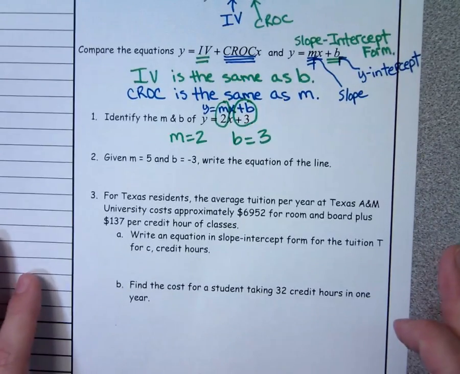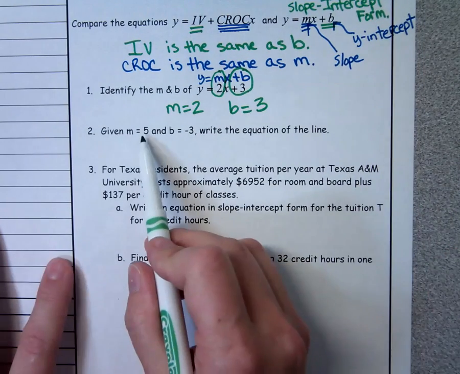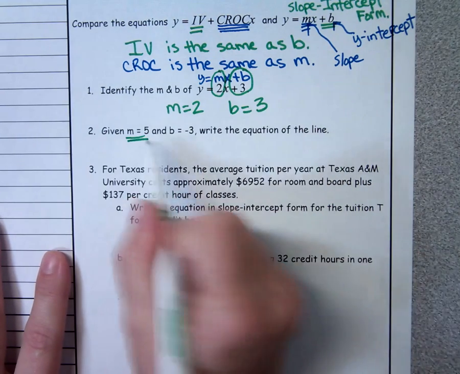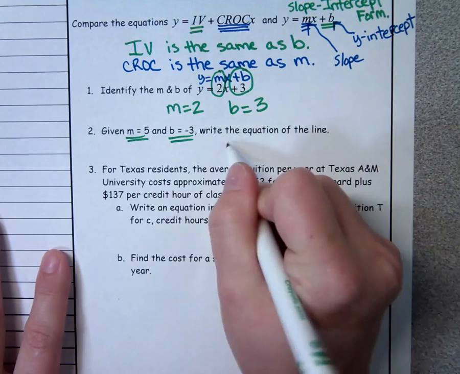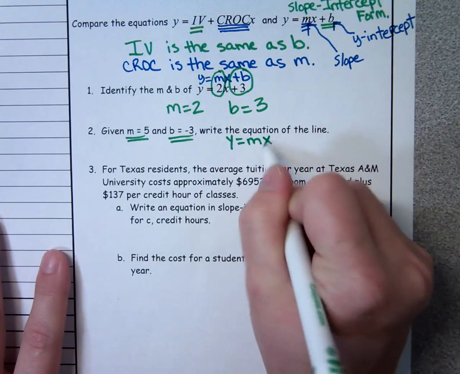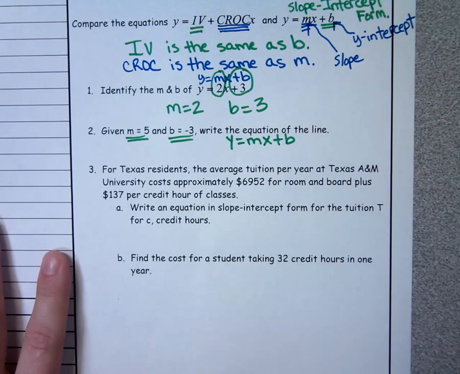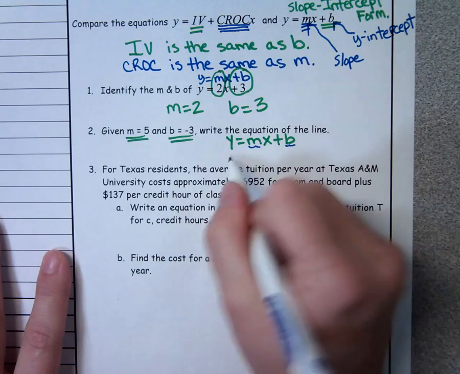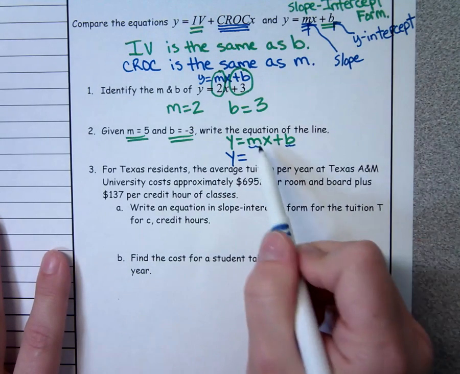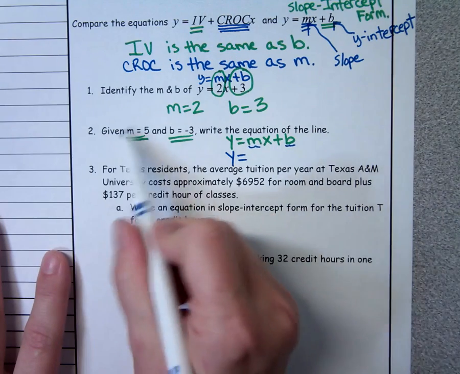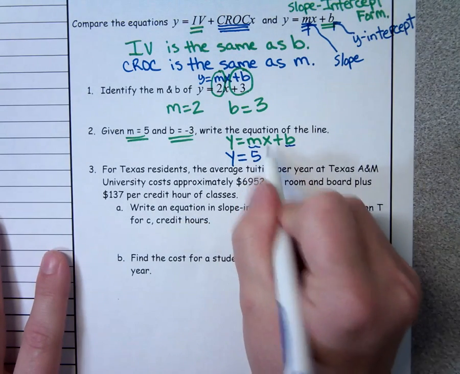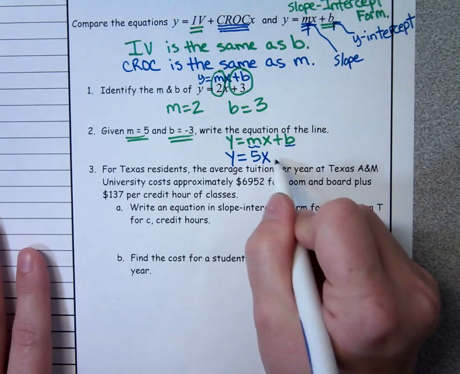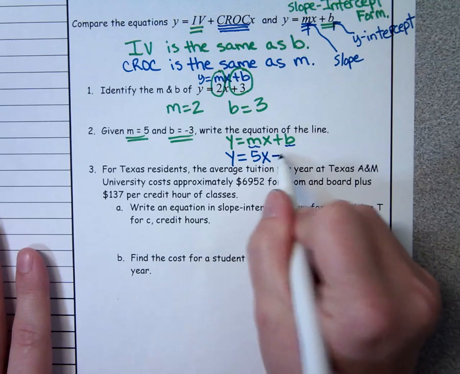Okay, number 2, we're going to go backwards. It says you're given m is 5 and b is negative 3. We want to write the equation of the line. Well, if you're ever given the slope and the y-intercept, we're going to put it in slope-intercept form. y equals mx plus b. We just have to fill in what they told us m was and fill in what they told us b was. So it will go y equals, what did they say the m was? They said m was 5, so that's our slope. Recopy the x. And then the b is a negative 3, so I could put plus a negative 3, or I could just put minus 3.